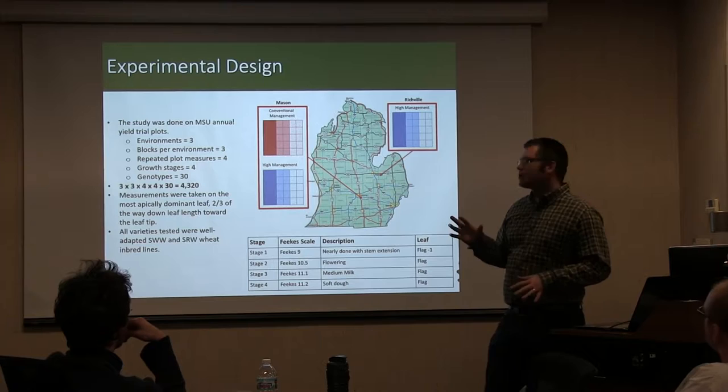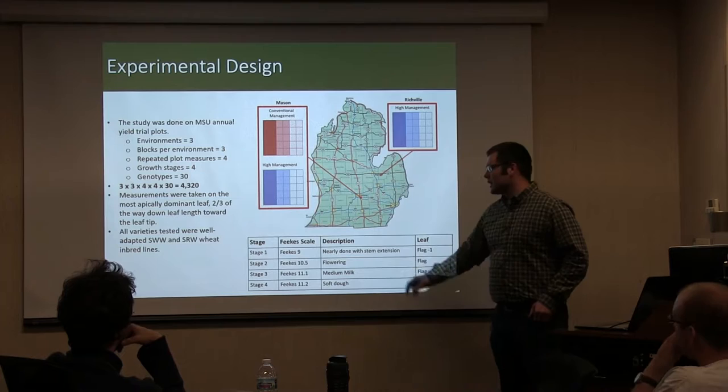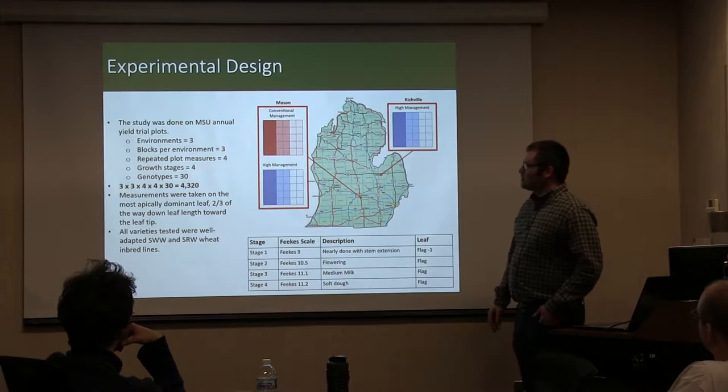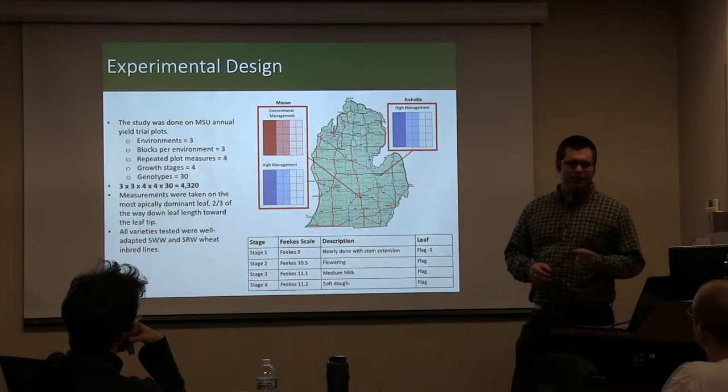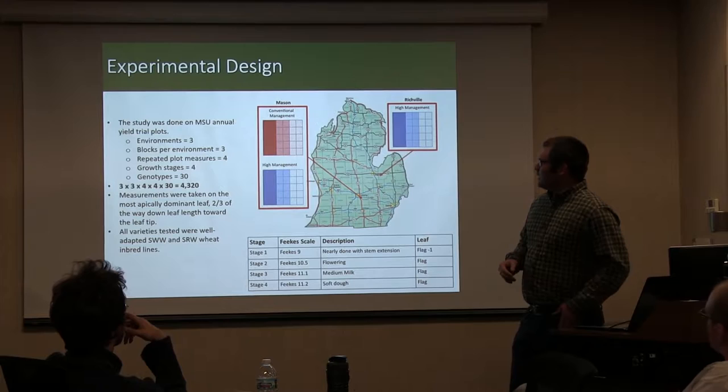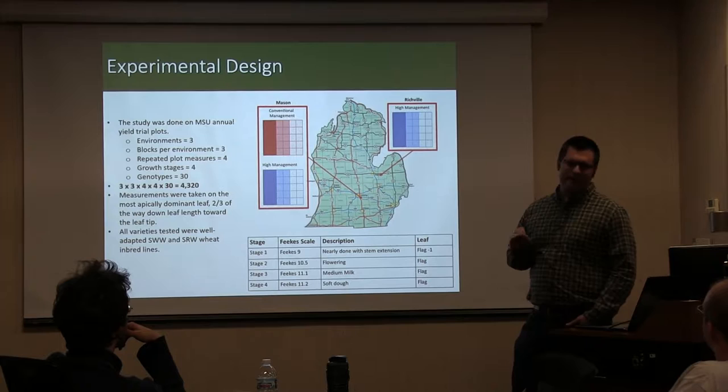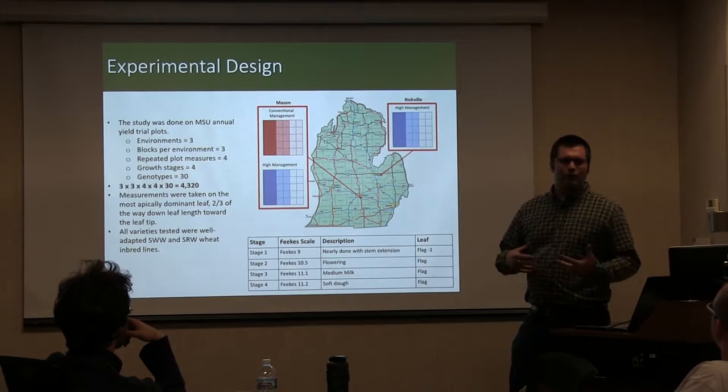And then we also measured these plants at four growth stages. They included Feekes 9, 10.5, 11.1, and 11.2. In every case, we measured the most apically dominant leaf. At the earliest stage, though, that happened to be the flag leaf minus 1 leaf that we measured. And in total we measured 30 genotypes. These were all soft white and red winter wheat that are well adapted for the Michigan environment.